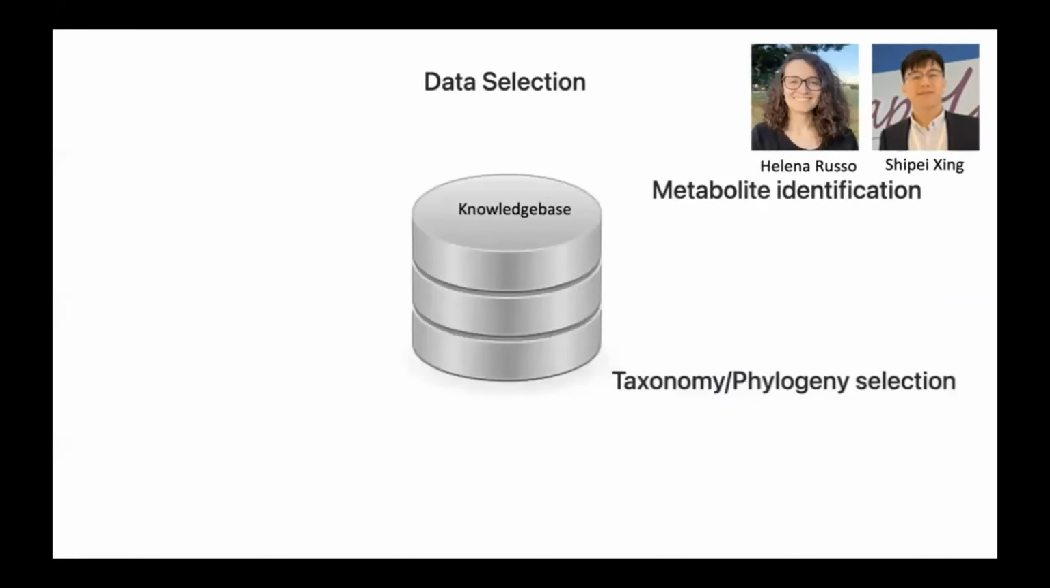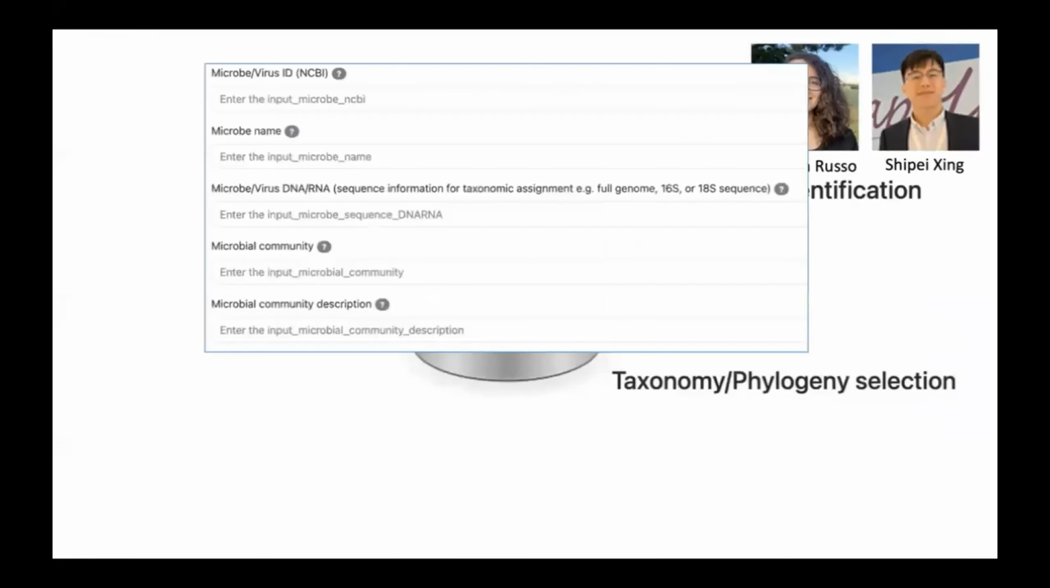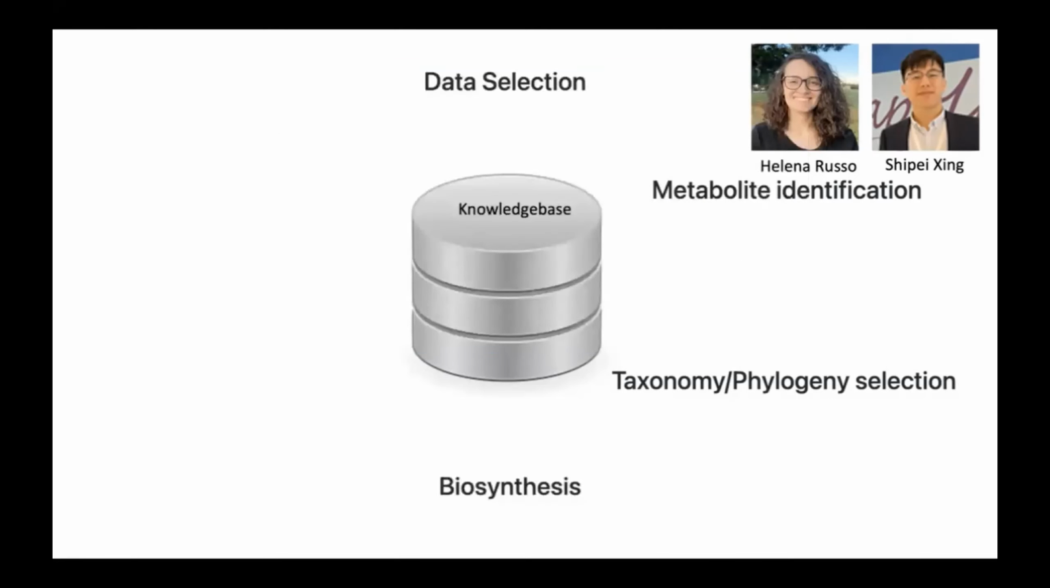Then we try to link to taxonomy or phylogeny. If you have an NCBI ID, you put the NCBI ID there. But in many cases, you only have sequencing information, and you provide the links to where the sequencing data is stored, so that people can map it taxonomically and phylogenetically.